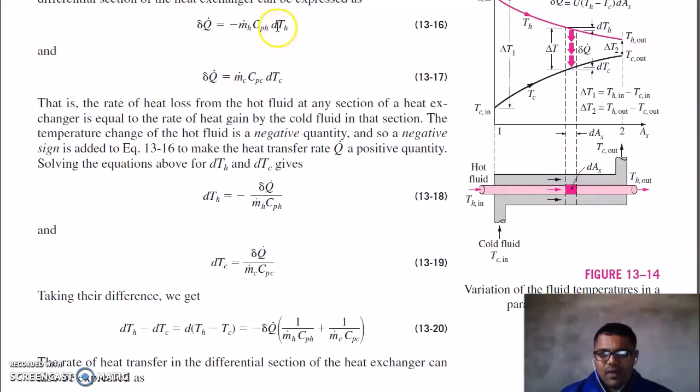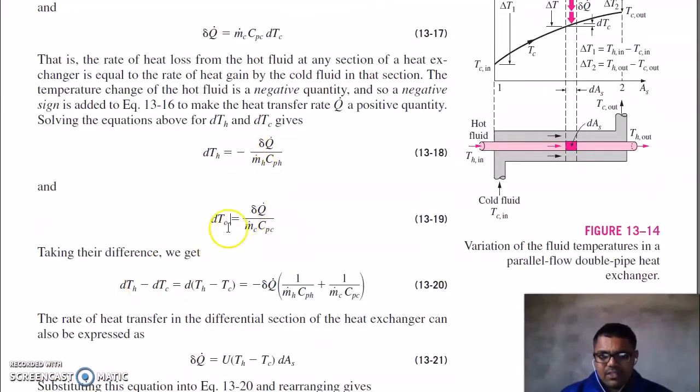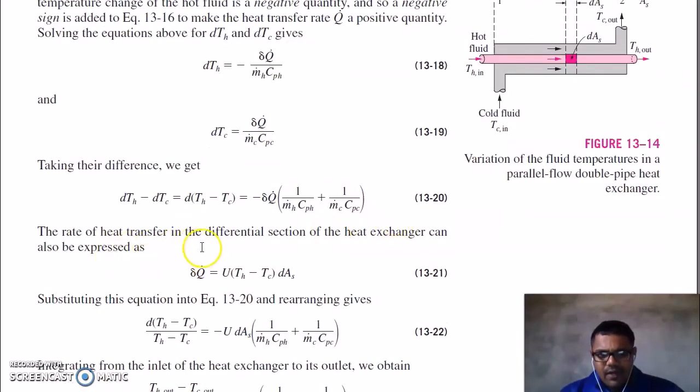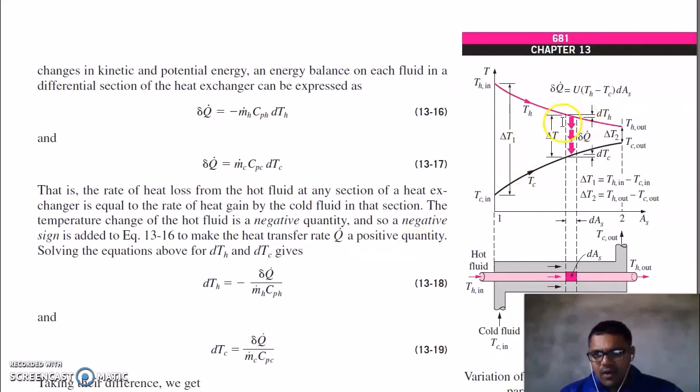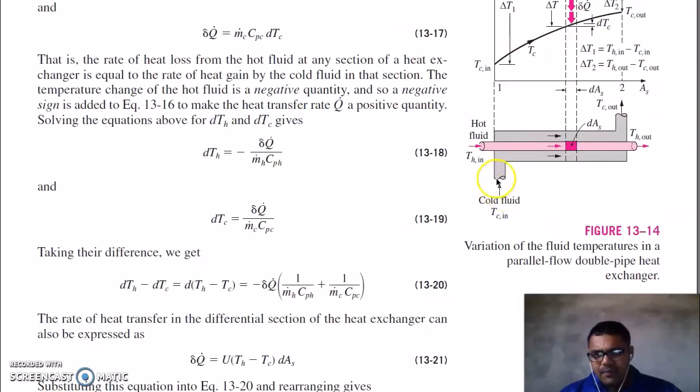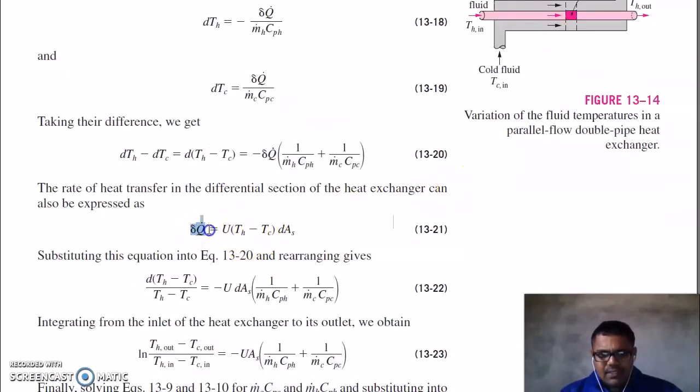Now from this equation, find dTh and dTc in terms of del Q, and you will get this equation. Take the difference of these two quantities, and you will get this equation here. The rate of heat transfer in a heat exchanger can also be expressed as del Q is equal to U (Th minus Tc) into dS. For this small area, you can express the heat transfer as U into the hot temperature minus the cold temperature into dS for this small element. Now replace this del Q value here, and you will get this equation.